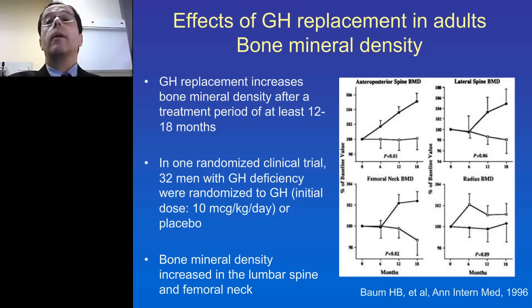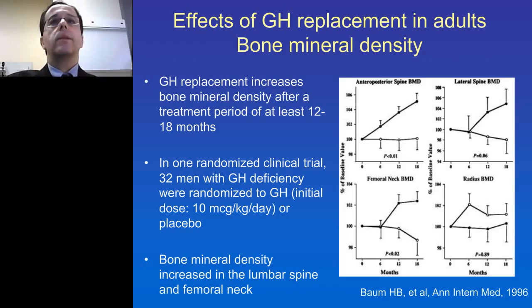Femoral neck, also patients with growth hormone deficiency receiving growth hormone replacement showed an increase of about 3%. Again, the controls showed a slight decline in bone density, but there was no change in the radius, no increase in bone density, showing that the effects of growth hormone replacement are specific to different types of bones.